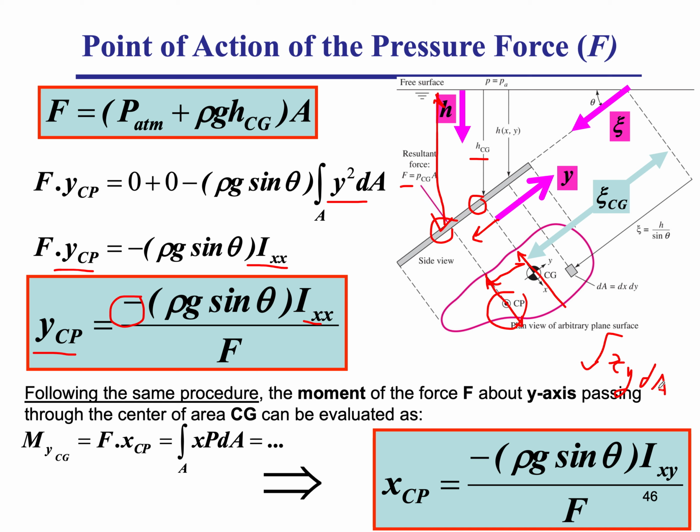Unlike the y squared, which is always positive, the x can be positive or negative, the y can be positive or negative. So this thing can be positive or negative, which means it could be to the left or to the right of the center of gravity. So either possibility is valid.